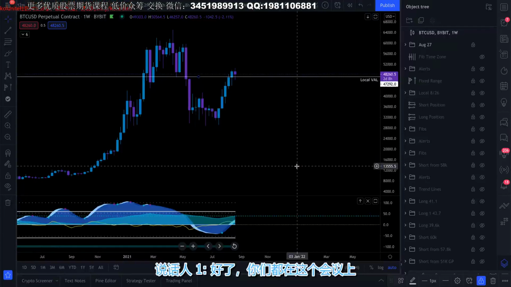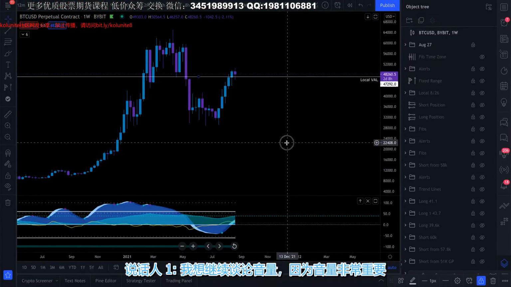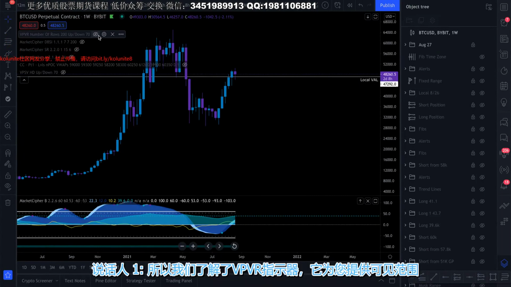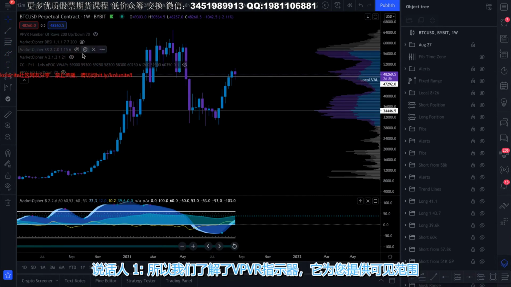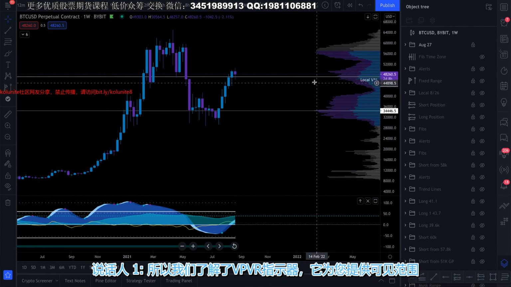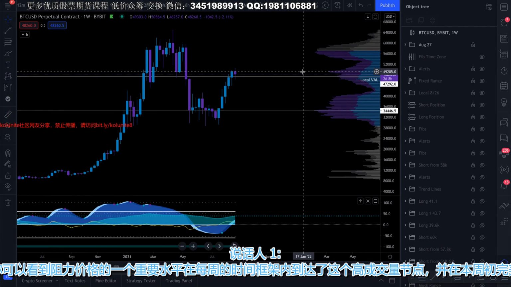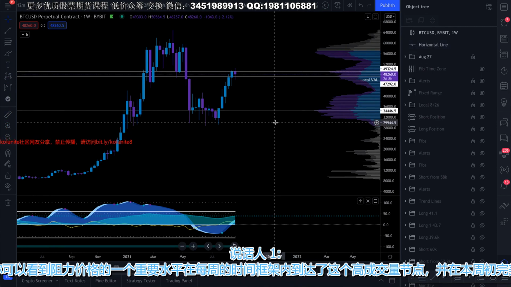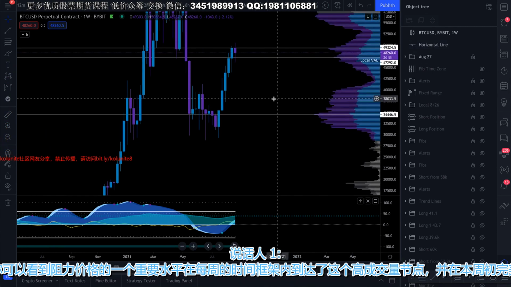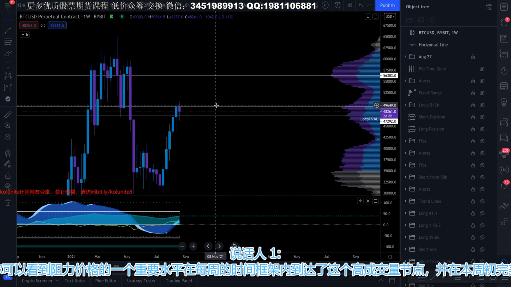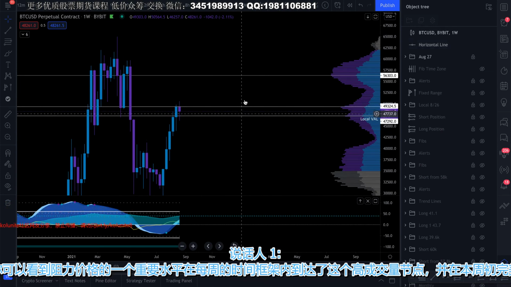All right, y'all. In this session, I want to continue on talking about volume because volume is very important. So we learned about the VPVR indicator, which gives you the visible range so you can identify high volume nodes such as this one right here, which you can see was an important level of resistance. Price came right up to this high volume node on the weekly time frame and rejected off of it perfectly at the beginning of the week.